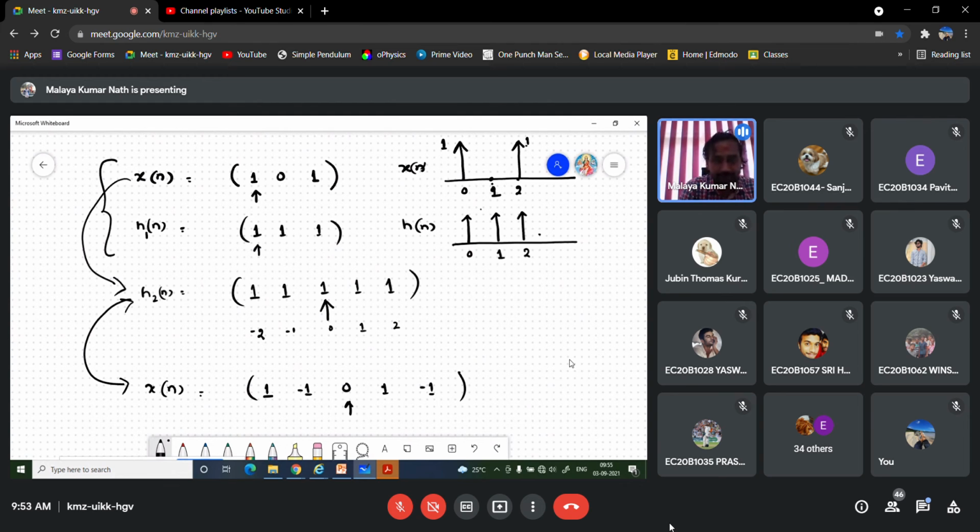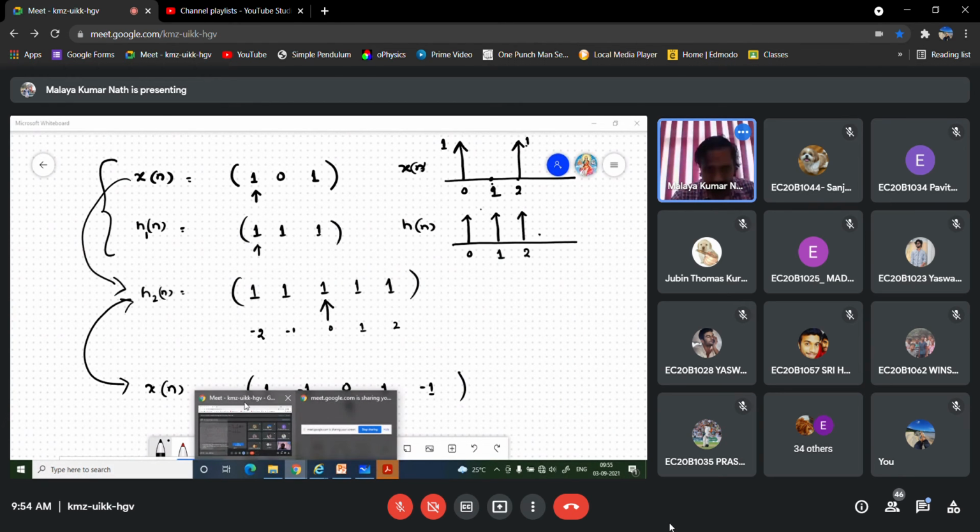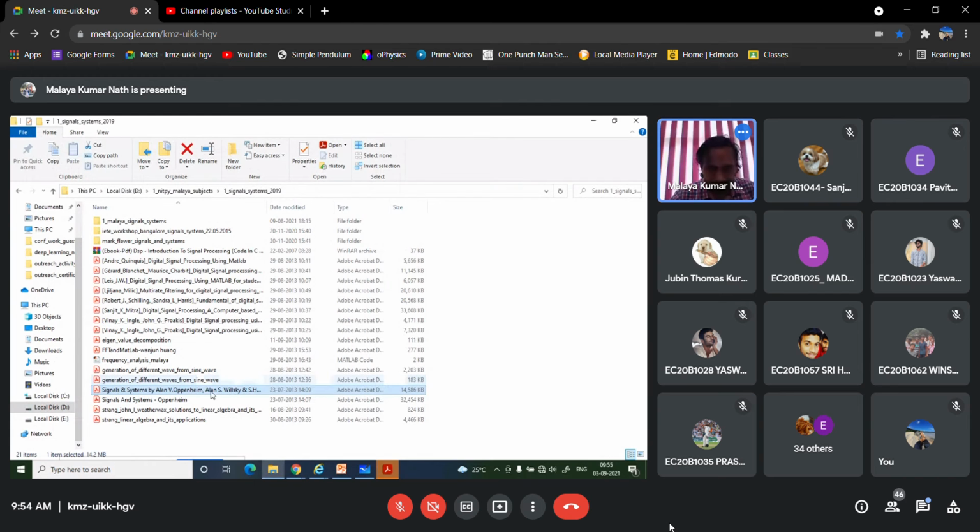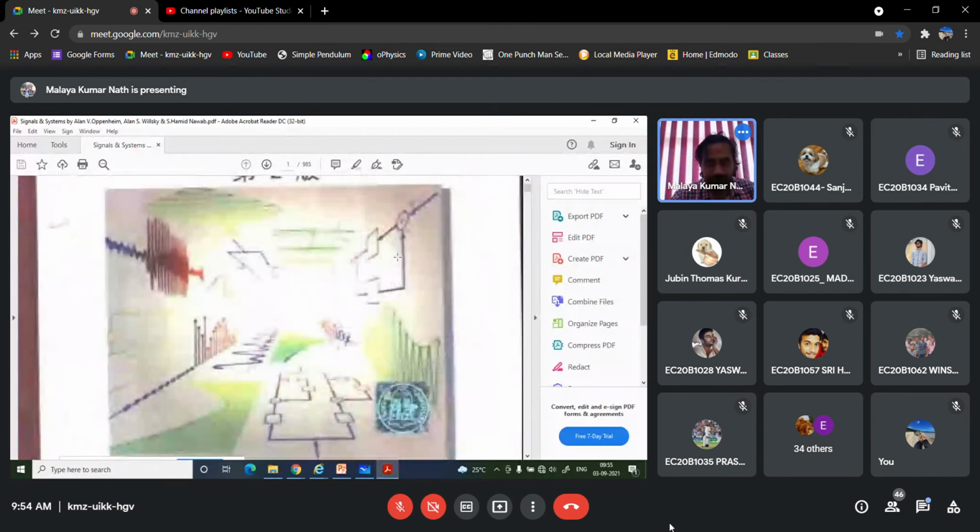Anybody has any doubt? Please tell me. Now, if you don't have any doubt, you just see. There is a question given in your book, that is example 2.2. In that case, there are two graphical ways representing how this convolution output is computed. Let me show it from the book here. Let me open the book.